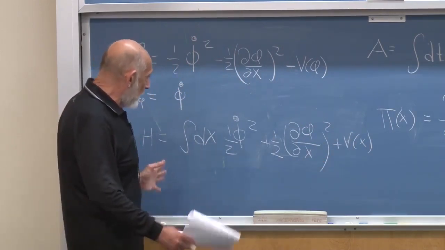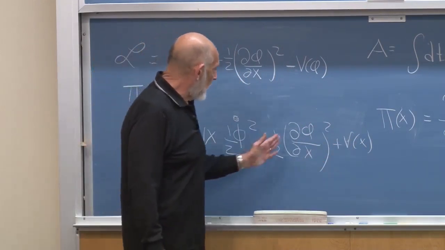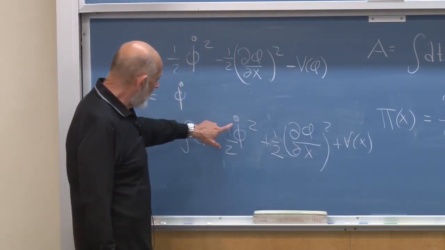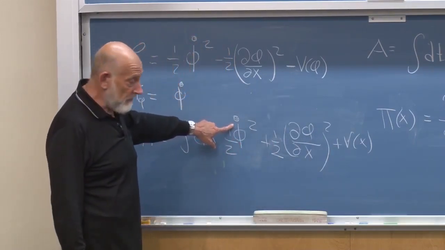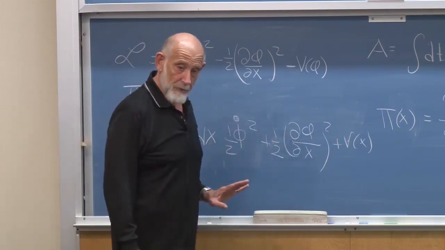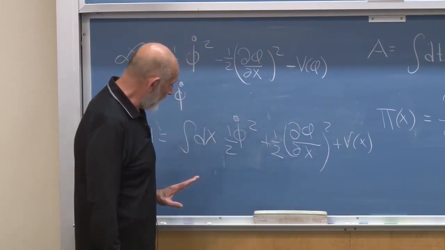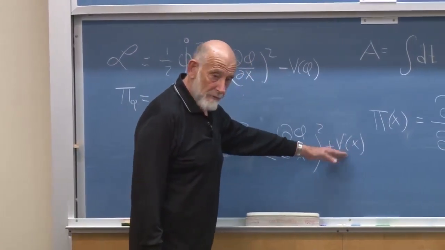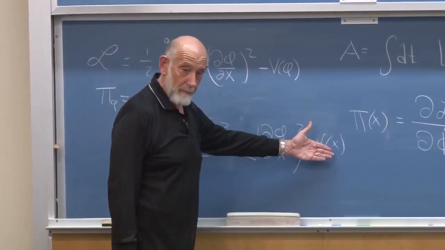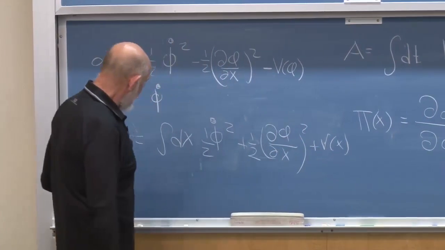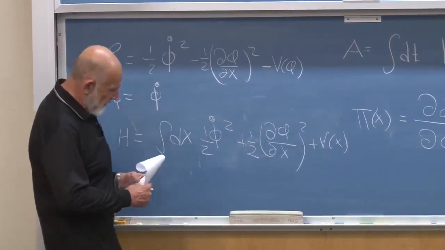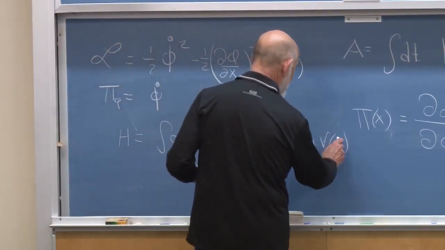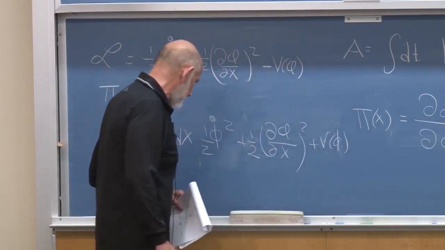This is the energy of a field. The time derivatives are positive. The space derivatives are positive. And if V is a positive function, this would also be positive. V of phi. It's also a function of x, but V of phi.